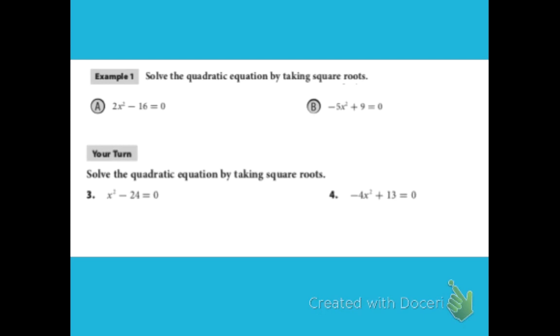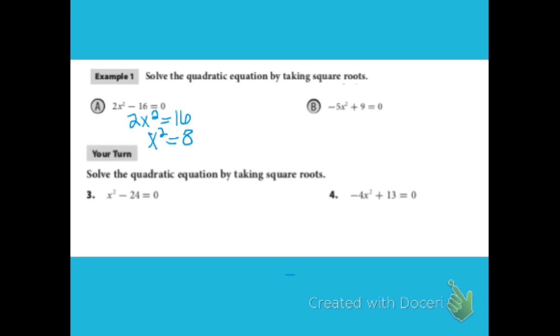So example A, 2x squared minus 16 is equal to 0. I'm just going to swing that 16 to the other side by adding it, and that leaves me with 2x squared over here and 16 on the other side. I can divide both sides by 2 to undo that multiplying, giving me x squared is equal to 8.